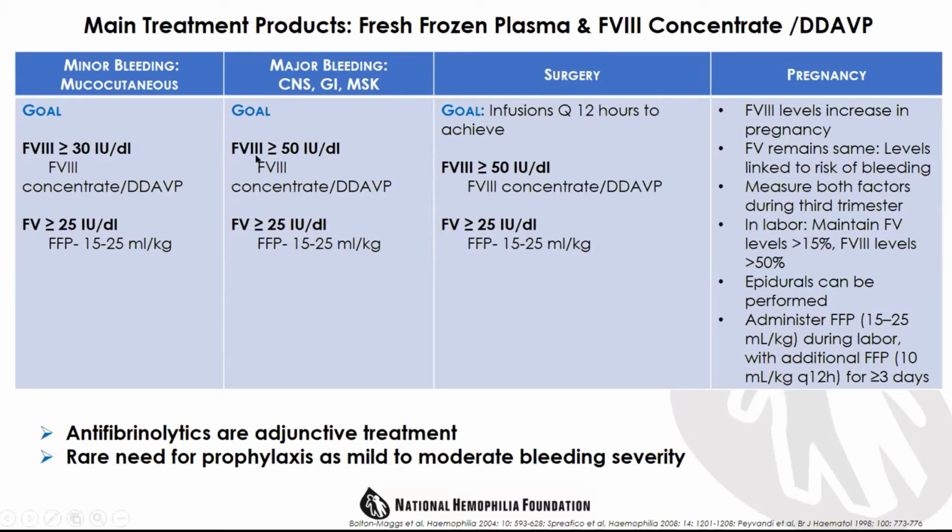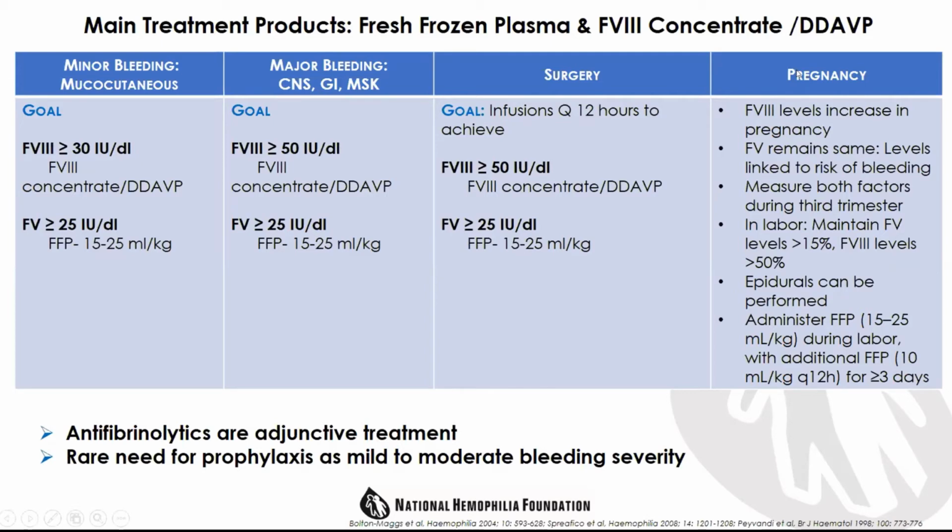If it is major bleeding, which is life-threatening, again involving the brain, the joints, the muscles, or the gut, you would need to bring up factor VIII to 50% and factor V to more than 25%. For surgeries, you can achieve these goals, but you might have to replace the factor V and factor VIII every 12 hours because factor does get consumed during surgical procedures.